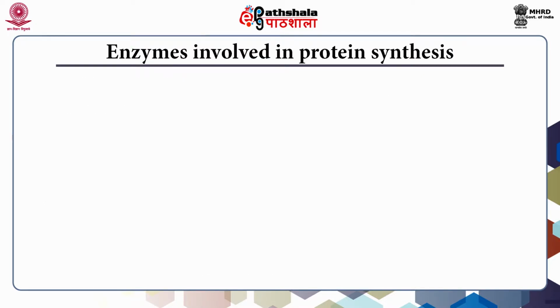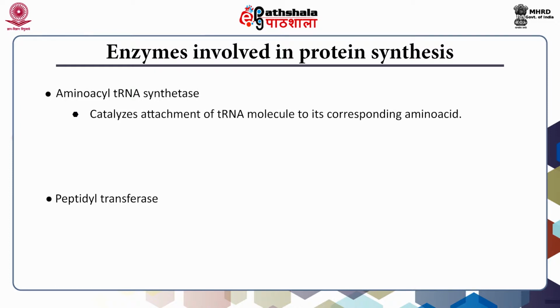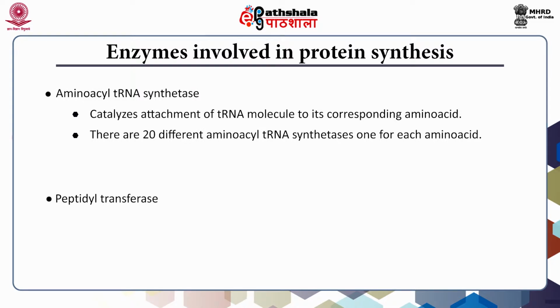Enzymes involved in protein synthesis process. There are two major enzymes that are involved in the protein synthesis process. First is the aminoacyl transfer RNA synthetase. This enzyme catalyzes attachment of the transfer RNA molecule to its corresponding amino acid. There are 20 different aminoacyl transfer RNA synthetases, one for each amino acid. The attachment of the amino acid charges the transfer RNA molecule.